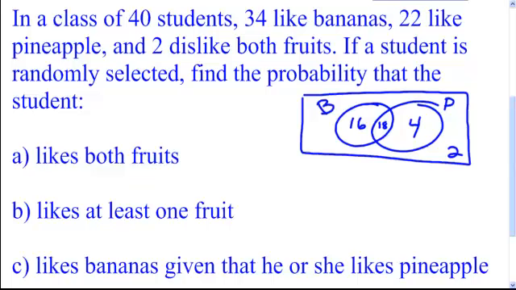So I have to figure out now the probability that the student likes both of them. 18 over 40, which then simplifies to 9/20. Likes at least one fruit. If they like at least one fruit, when I add those up, I get 38 out of 40. They're both divisible by 2, so I get 19/20.